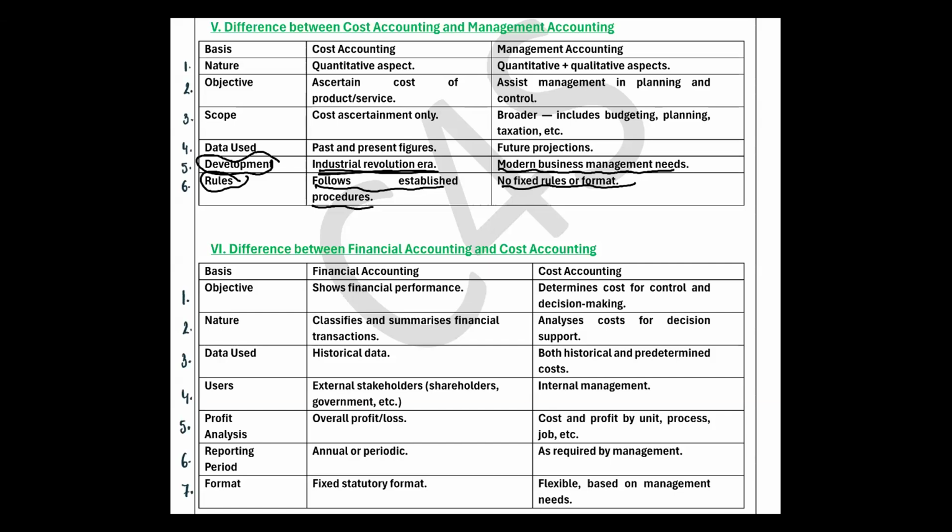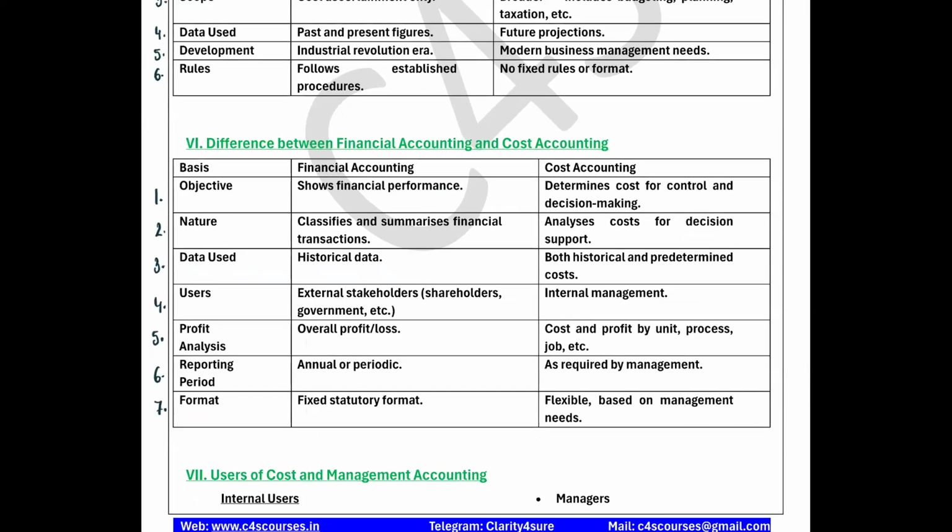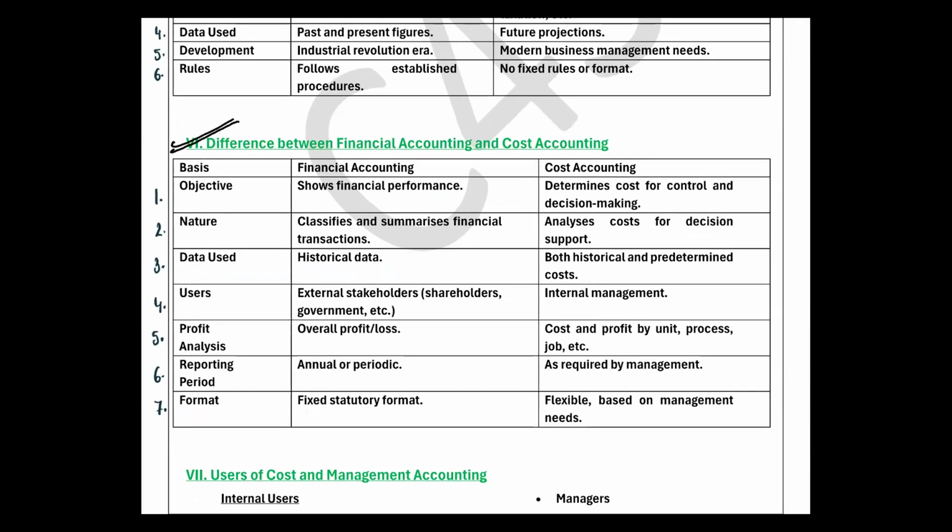Is it clear? So these six differences you should remember, and you will easily be able to recall them in your examination hall. Now we will talk about some differences between financial accounting and cost accounting. So first is obviously objective. We will talk about nature, data used, users, profit analysis, reporting period, and format.